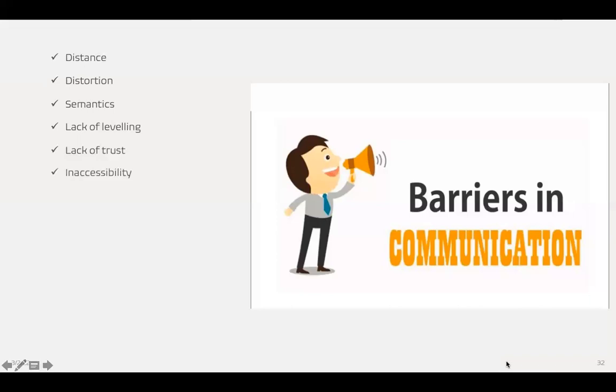Inaccessibility. Such inaccessibility results in communication breakdown. This inaccessibility is not necessarily physical, it can be psychological. When your supervisor is super busy and you cannot approach him for important matters, then it will result in a breakdown of communication. Lack of clear responsibilities.